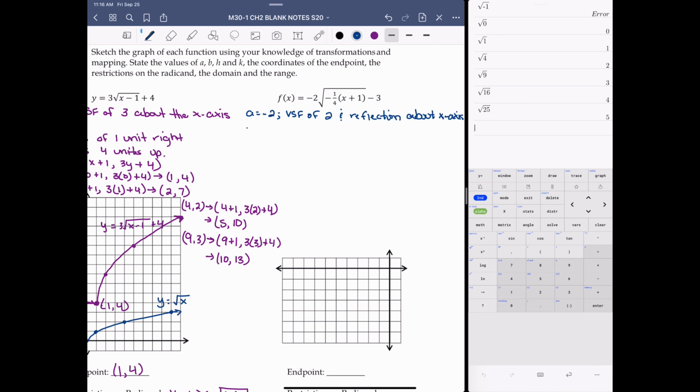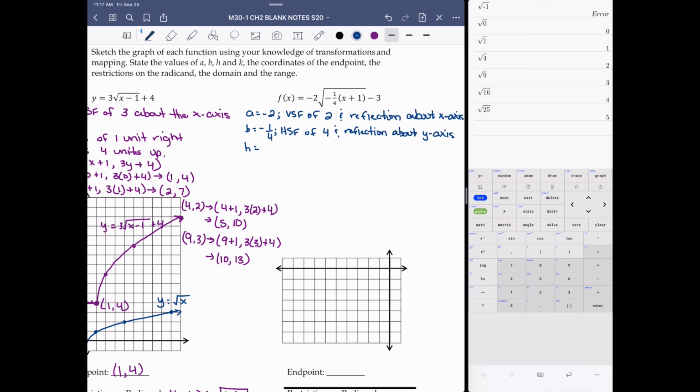B is -1/4, which represents a horizontal stretch factor of 4. Remember, it's the reciprocal for the b value. And also a reflection about the y-axis in this case.